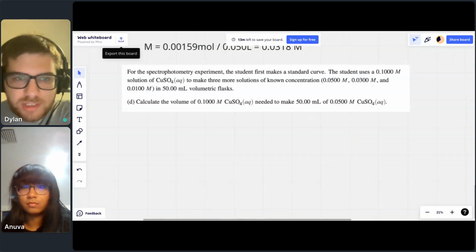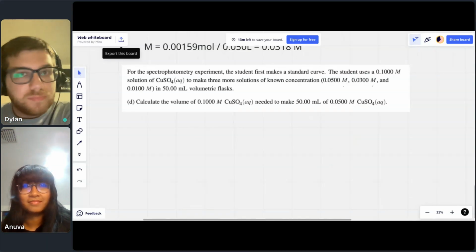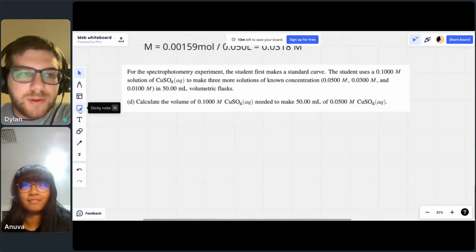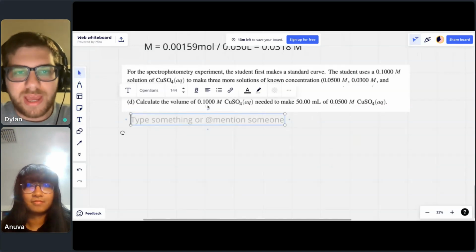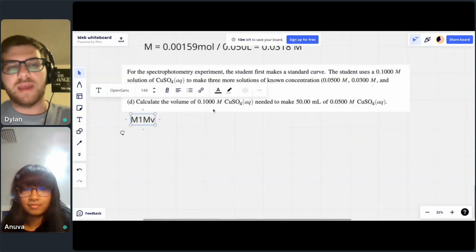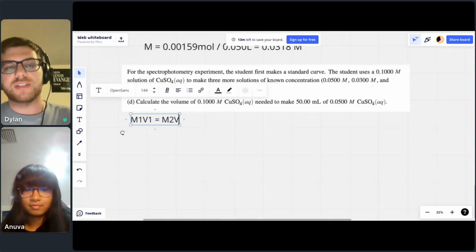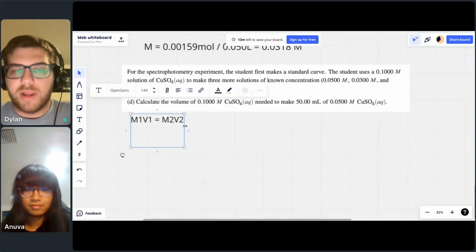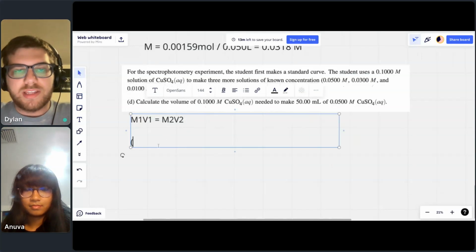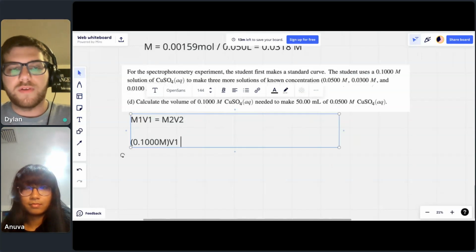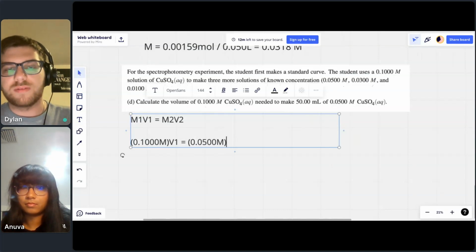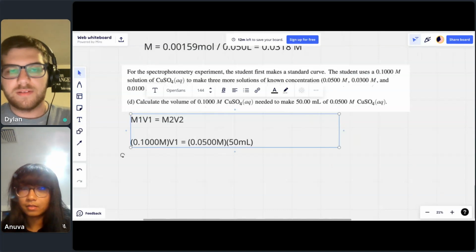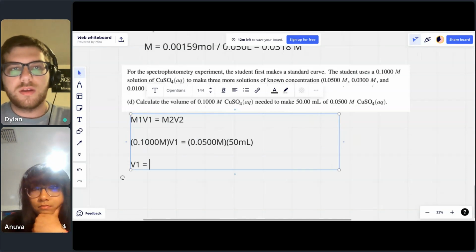All right, so that's 2 minutes. Let's talk through part D. Part D might sound scary, but it is just a dilution problem, right? We know we're going to be using M1V1 equals M2V2 because we're forming a solution with a certain molarity. The molarity is 0.1 molar. We have the volume. M2 is 5 molar, of 50 milliliters. From there, we can solve for V1, and that will get us 25 milliliters.